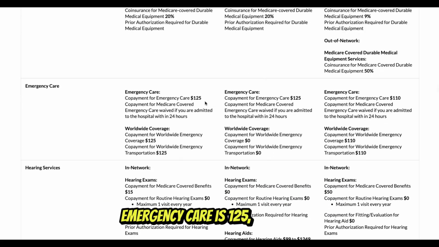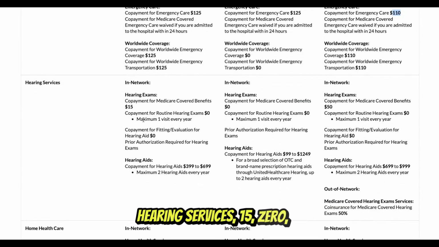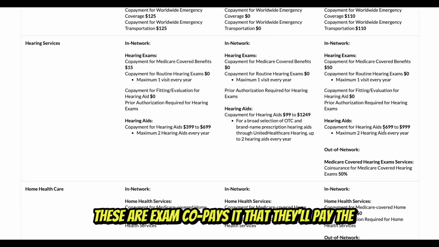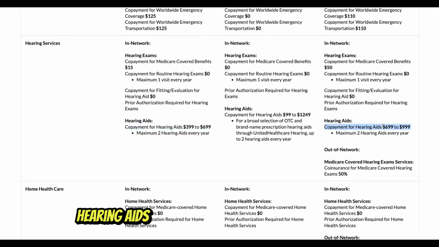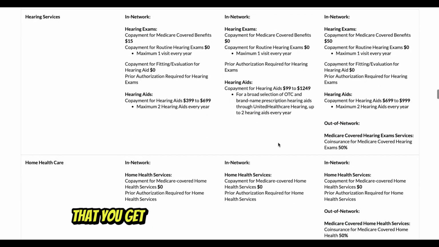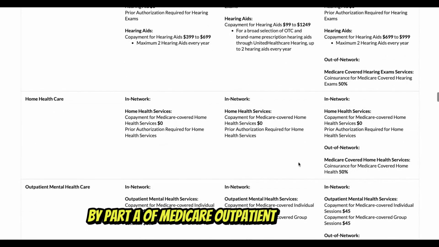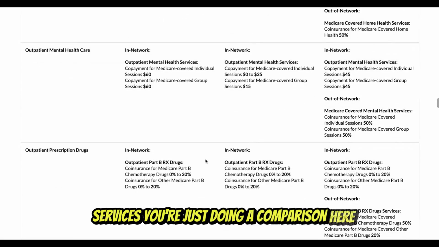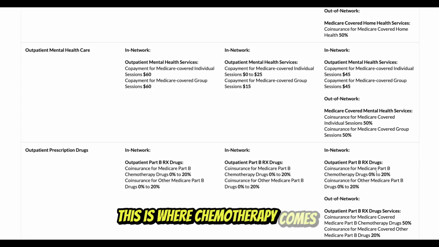Emergency care is 125, 125, and 110. It's actually less on the higher out of pocket. Hearing services 15, 0, 50. These are exam copays. They'll make you pay a copay for your hearing aids, depending on the level of hearing aids that you get. Home health services is always covered by Part A of Medicare. Outpatient mental health services. You're just doing a comparison here. Outpatient prescription drugs. This is where chemotherapy comes in.